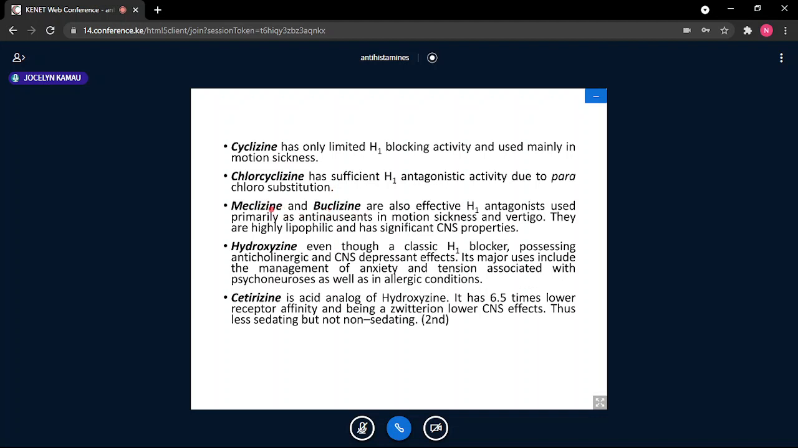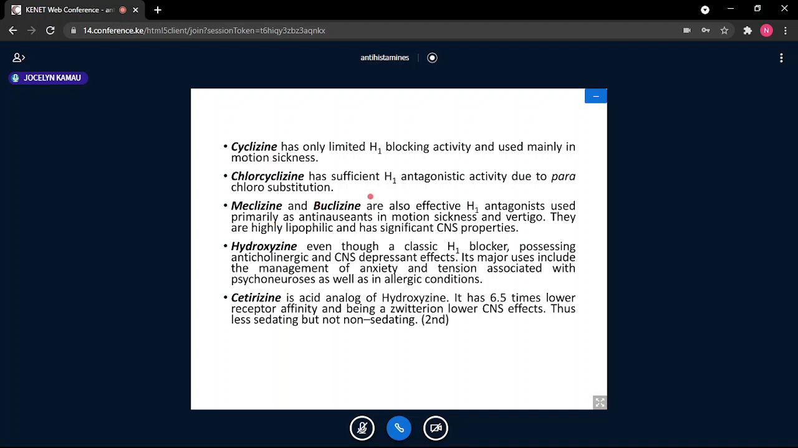Meclizine and buclizine, remember, it is their substituent on the N, actually N4 on the piperazine ring, that is different, this being a benzyl methyl substituted group, and this one being a benzyl butyl substituted group. They are also effective H1 antagonists used primarily as antinauseants in motion sickness and vertigo. They are highly lipophilic and have significant CNS properties. Highly lipophilic, and you can see why.